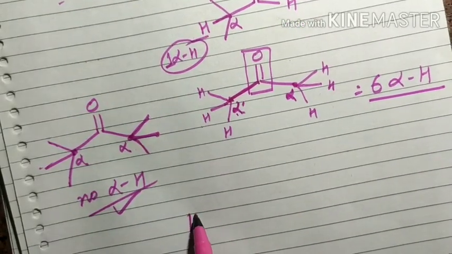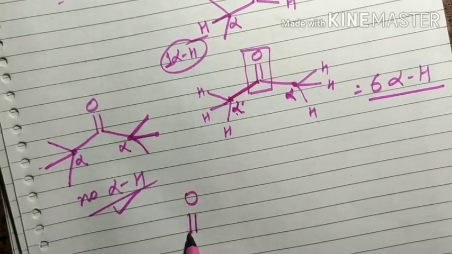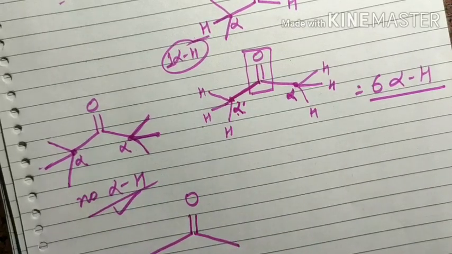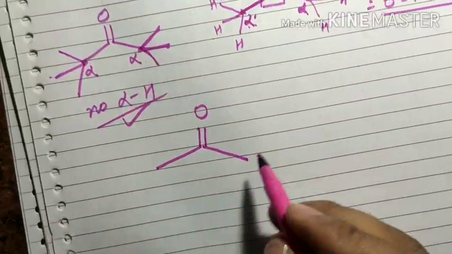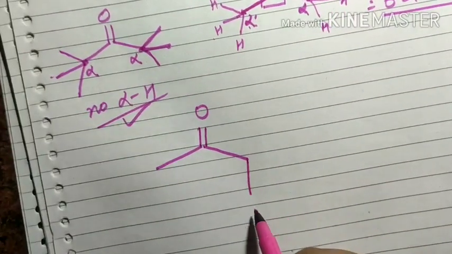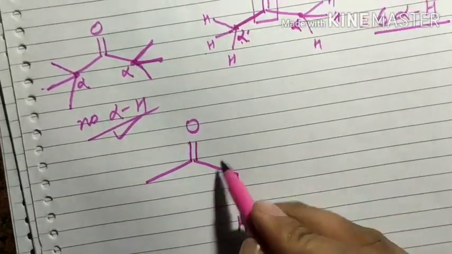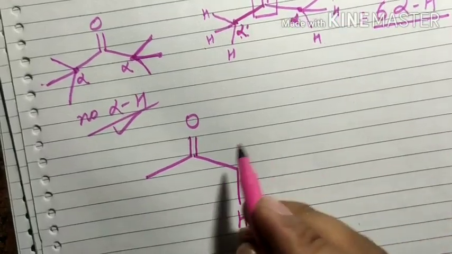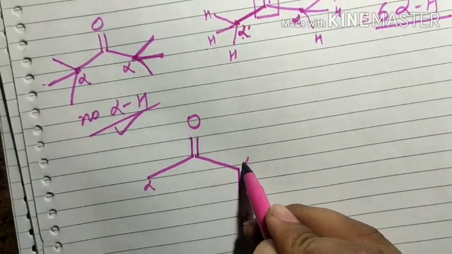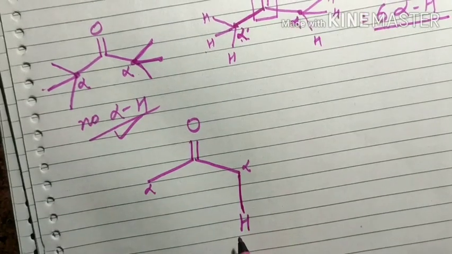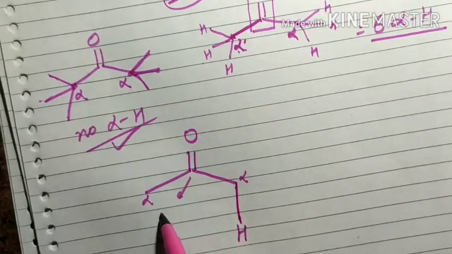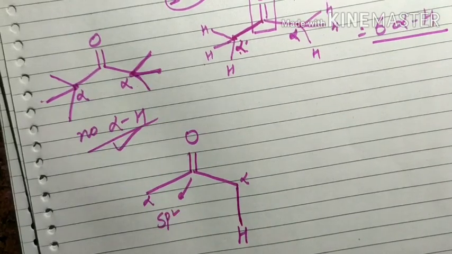Now let us discuss this alpha hydrogen. What is the character of this alpha hydrogen? Whether it is an aldehyde or a ketone, it doesn't matter. I just write a carbonyl center, and if alpha hydrogen is present, this carbon is the alpha carbon and this hydrogen is the alpha hydrogen. The nature of this alpha hydrogen is that this carbon is sp2 hybridized.